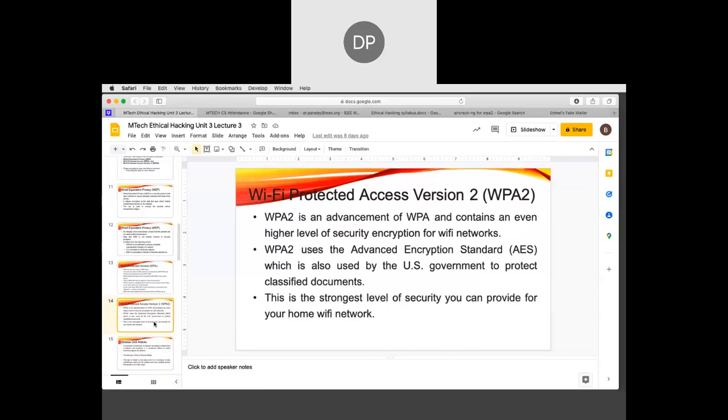Wi-Fi Protected Access version 2, in short we can call WPA2, which is in my mobile and laptop also. WPA2 is an advancement of WPA and contains an even higher level of security encryption for Wi-Fi networks. WPA2 uses the Advanced Encryption Standard, which is also used by the US government to protect classified documents. This is the strongest level of security you can provide for your home Wi-Fi network.